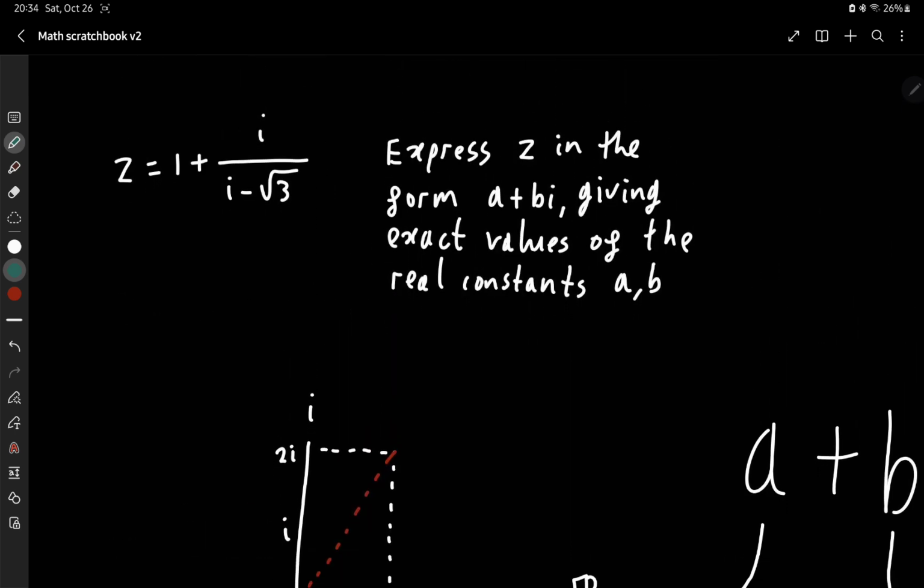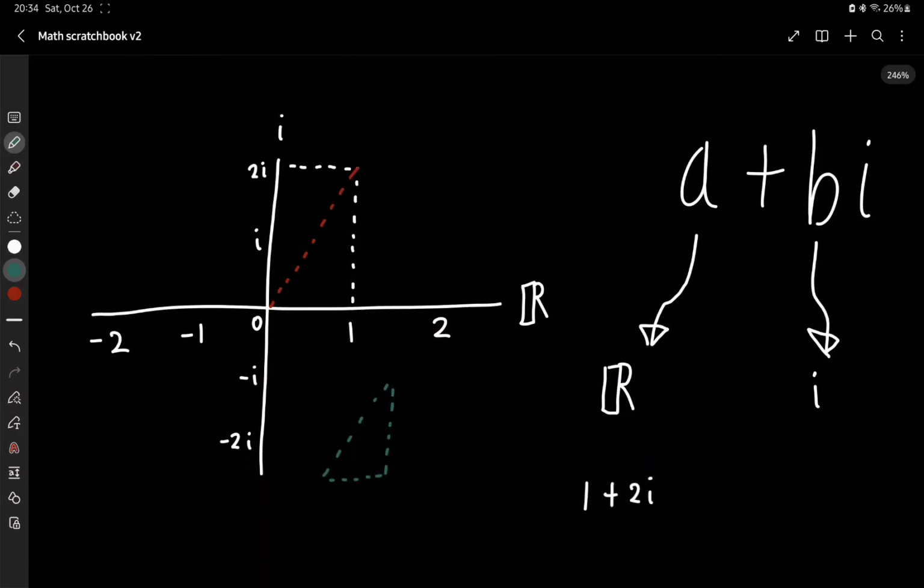But in this question, we don't actually have to deal with absolute values. That was just an explanation of how to find it using complex numbers. But pretty much, let's go straight into the question.